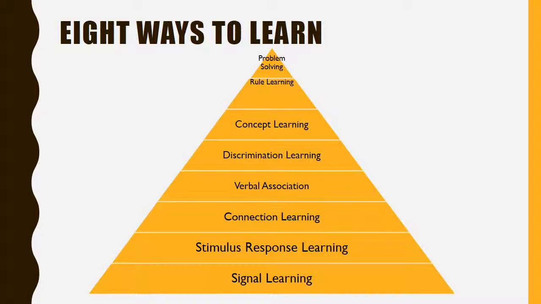Stimulus response learning is a precise response to a distinct stimulus, like a bird hitting a bell in a box. Connection learning is a chain of 2 or more stimulus response connections that is acquired. Verbal association is the learning of chains that are verbal. Discrimination learning is the ability to make different responses to similar appearing stimuli.